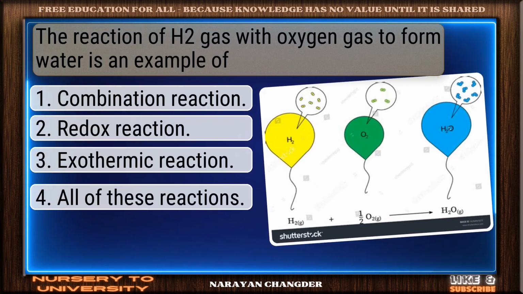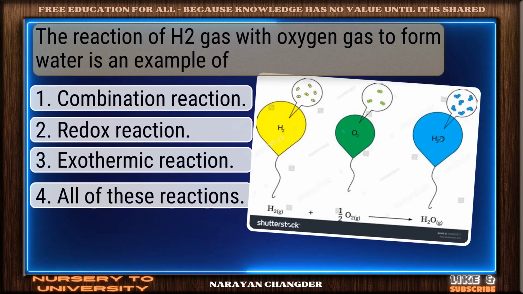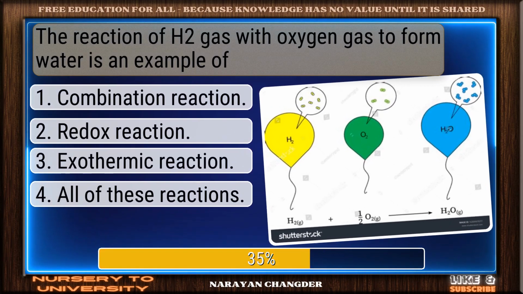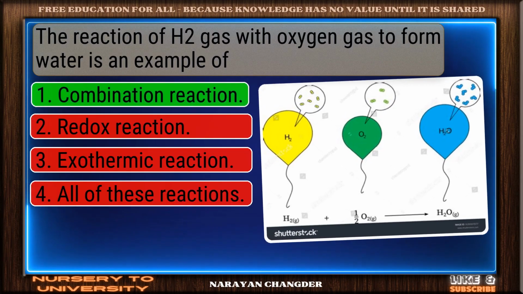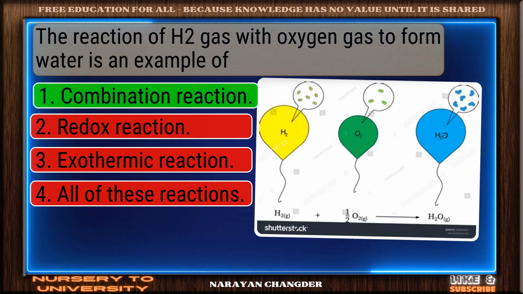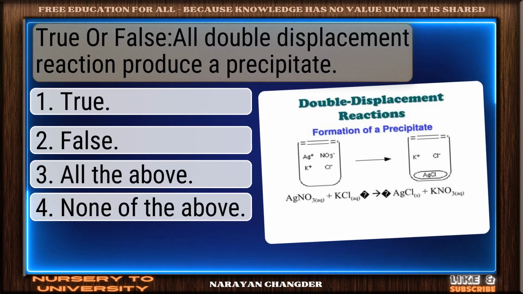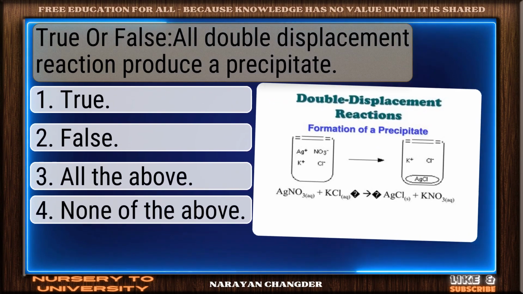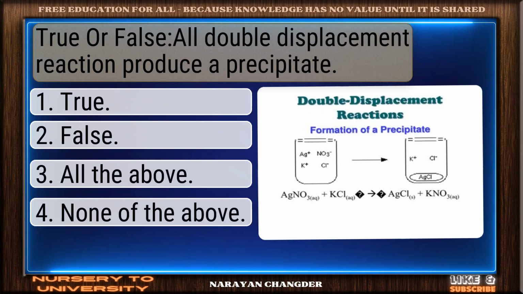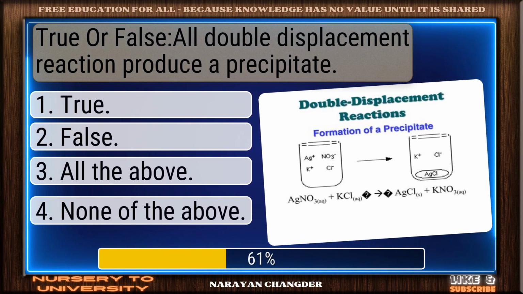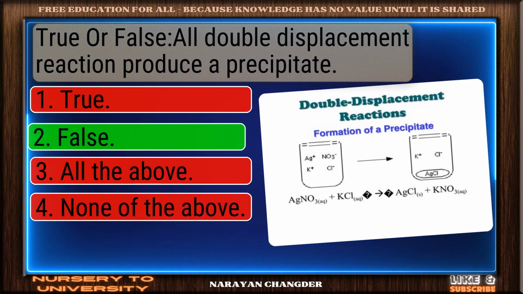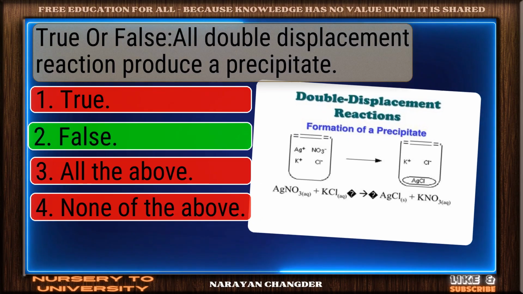The reaction of H2 gas with oxygen gas to form water is an example of. Great thinking. Combination reaction is right. True or false? All double displacement reaction produce a precipitate. Excellent. False is well reasoned.